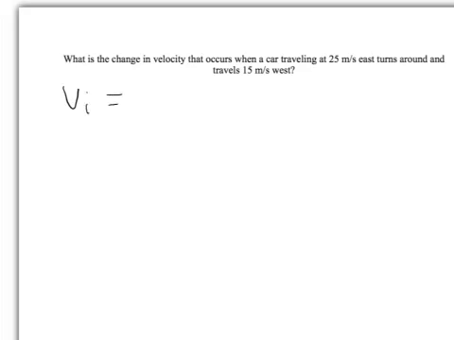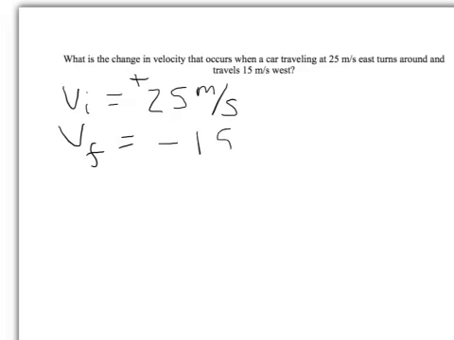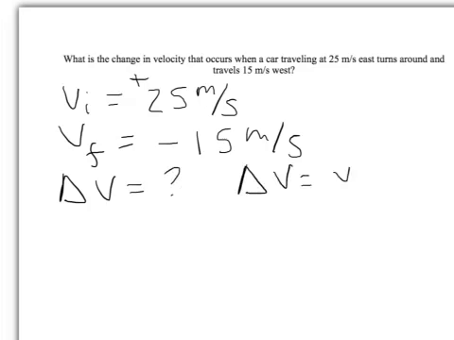VI equals 25 meters per second. And this is east, so we said that east is positive. The final velocity is traveling west, so we would make that negative. So that is negative 15 meters per second west. And we are asking for the change in velocity, so delta V equals question mark. And we know that the formula for the change in velocity is the final velocity minus the initial velocity.